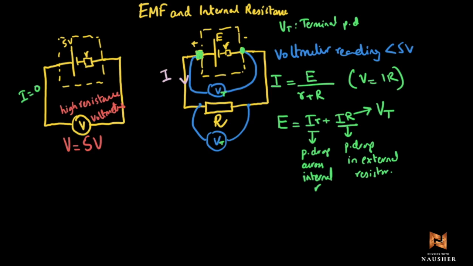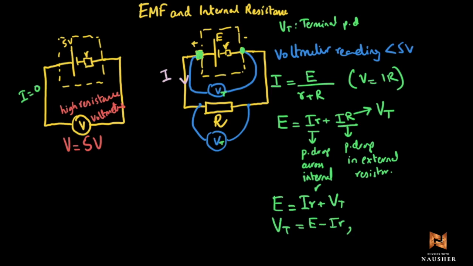So remember this, that I times capital R will be called the terminal potential difference. I times small r will be the potential drop across the internal resistance, and EMF is this EMF. So let me write down the equation in a different way. E is equal to IR plus VT. So you can get so many equations out of here. You could get VT is equal to E minus IR. That's one if you want to find out the terminal potential difference.